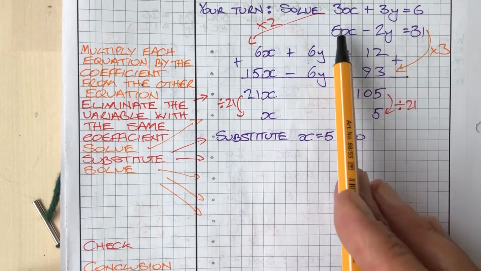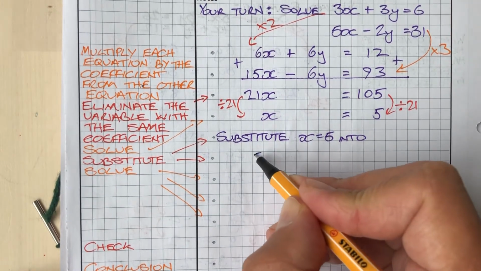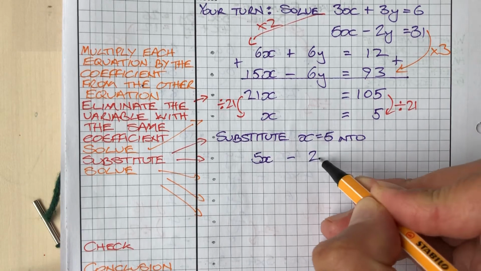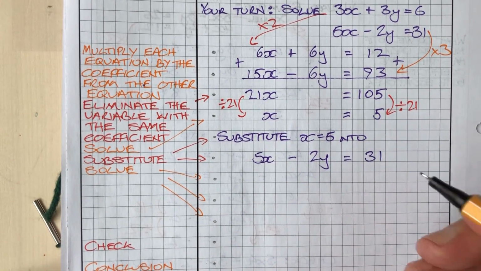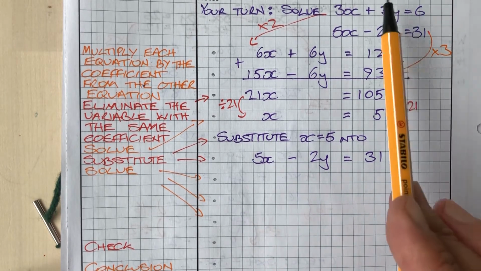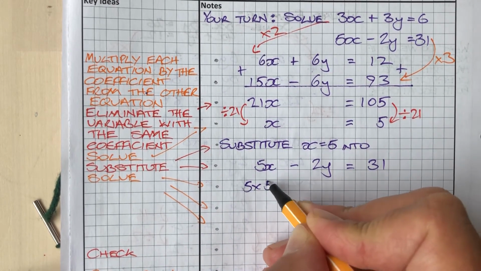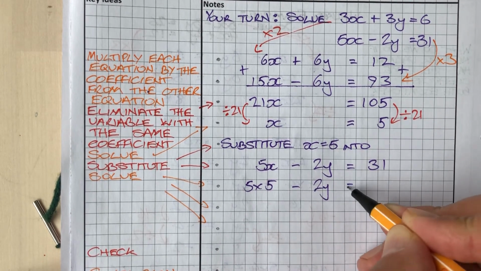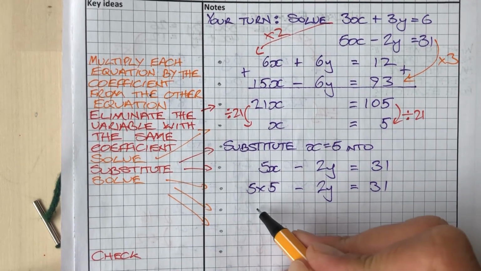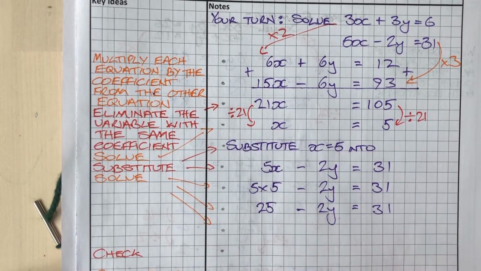I'm going to go for the second one, even though it's harder, just so you see what it looks like. Okay, so I'm going into 5x take away 2y equals 31. I generally wouldn't recommend this because we're going to have to deal with negative numbers, but see what it's like. So you'll probably have something different here because you've been sensible and you've gone for the first equation. So I've got 5 times 5 take away 2y is 31. Simplify that, 25 take away 2y equals 31.